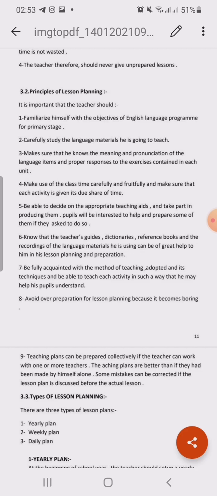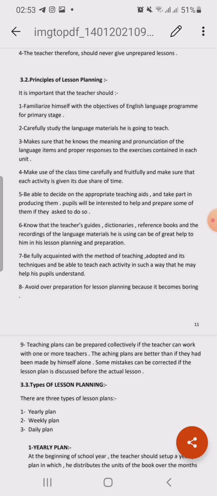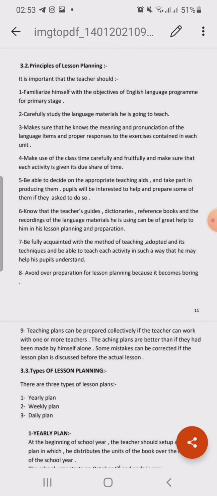Number 2, carefully study the language materials he is going to teach. يدرس بعناية فائقة مادة اللغة الإنجليزية اللي راح يدرسها للطلاب. Number 3, makes sure that he knows the meaning and the pronunciation of the language items and the proper responses to the exercises contained in each unit. لازم يتأكد المعلم من المعاني والتلفظ الصحيح للمادة اللي راح ينطيها بالشعبة، وأيضا الإجابات الصحيحة للتمارين المتضمنة خلال المحاضرة.